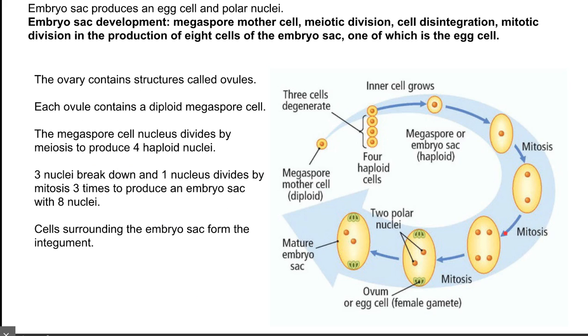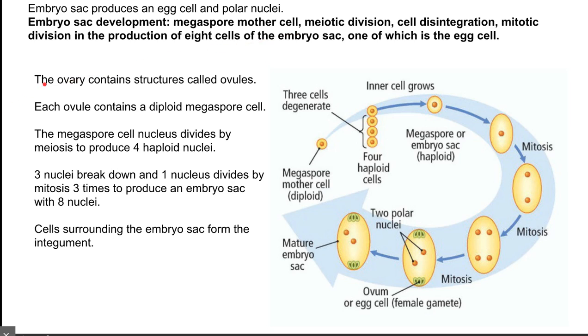Now we're looking at how the female egg develops. Okay, we have a structure called the embryo sac, which is the female equivalent of the pollen grain. The embryo sac produces an egg cell and what are called polar nuclei. We'll see those in a while. All of the information in bold is specifically for higher level.